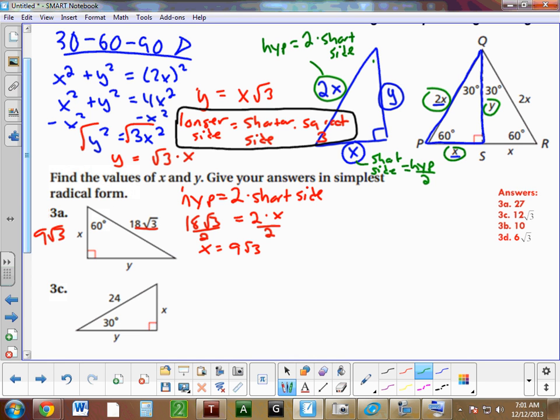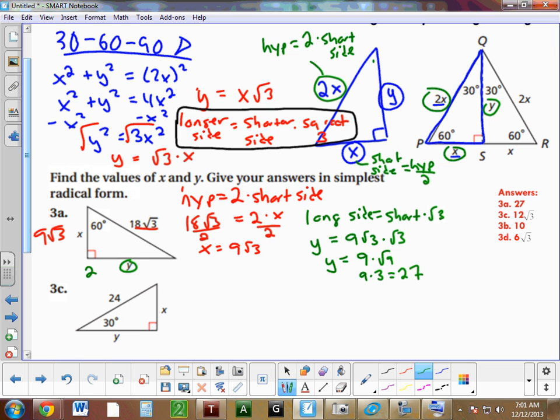The other thing that I know is that the longer side equals the shorter side times the square root of 3. So the long side equals the short times the square root of 3, based on this equation that I already solved. So long side, which is y, equals the short side, which we've already found to be 9 square root of 3, times the square root of 3, which means y is 9 times the square root of 9, which is 9 times 3, which is 27. So y is 27 and x is 9 root 3.